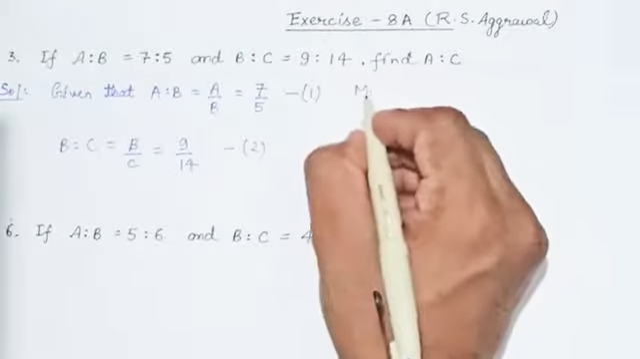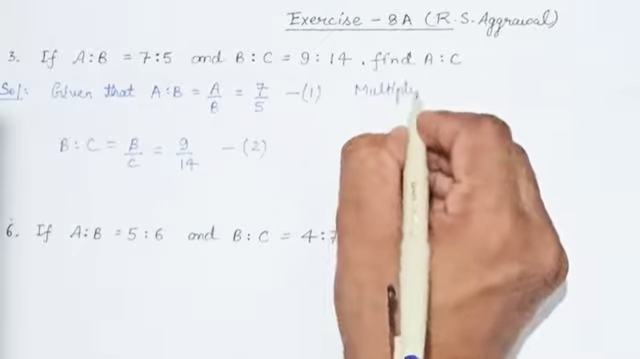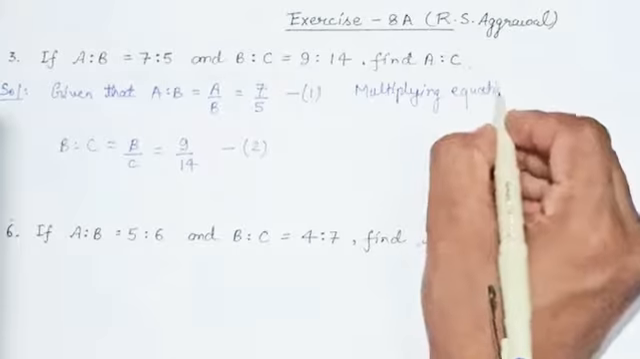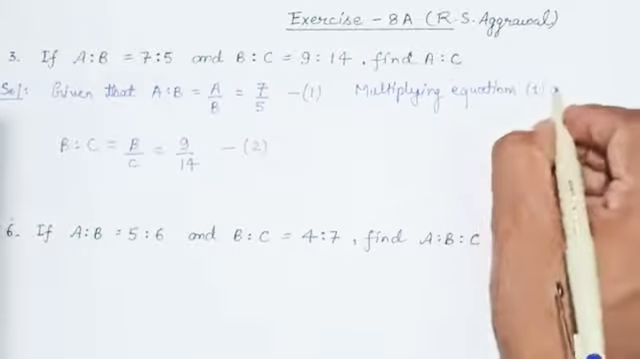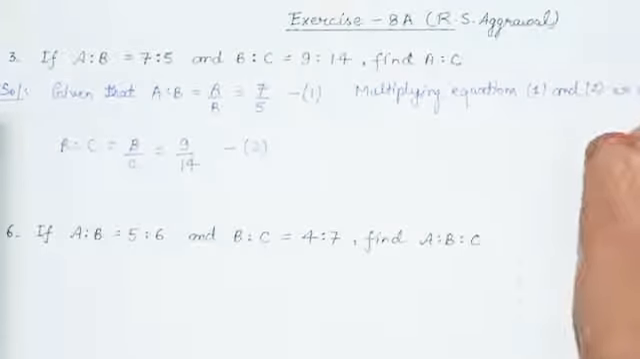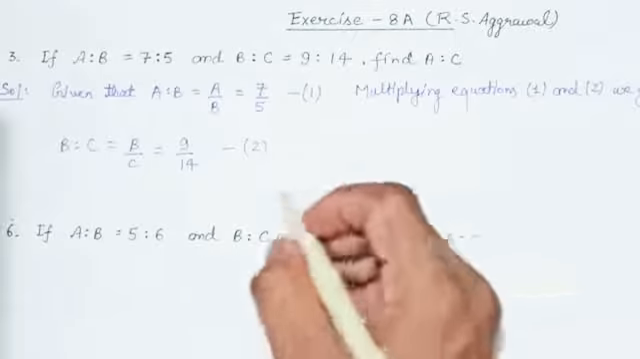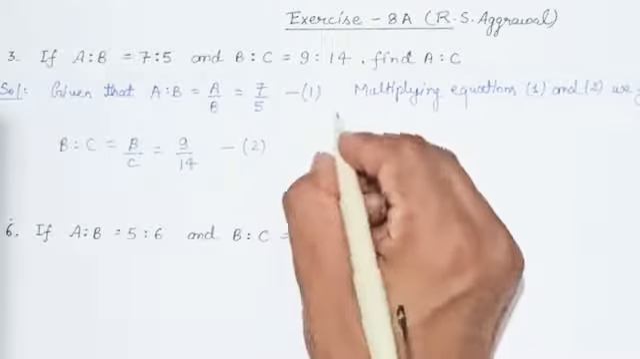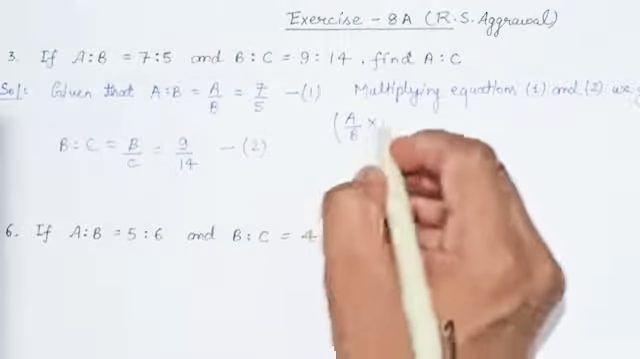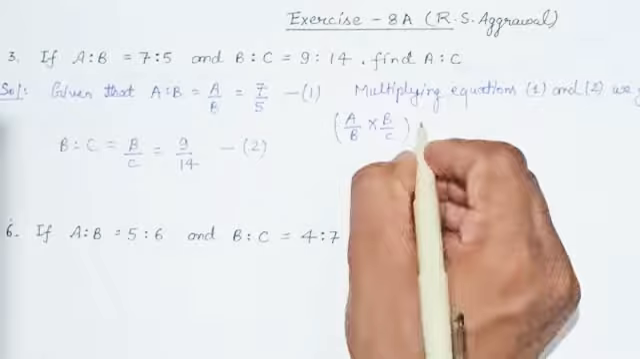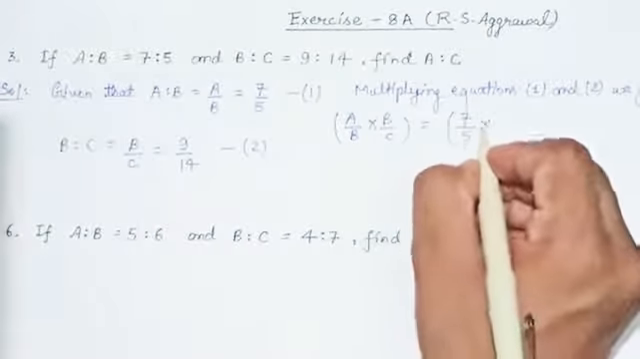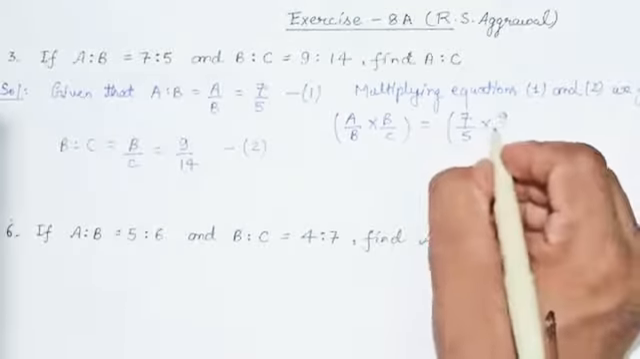Now multiplying equations 1 and 2, we get A divided by B into B divided by C equals 7/5 into 9/14.